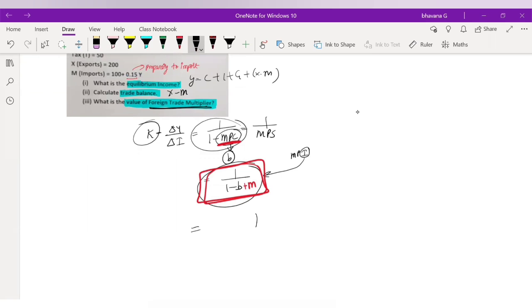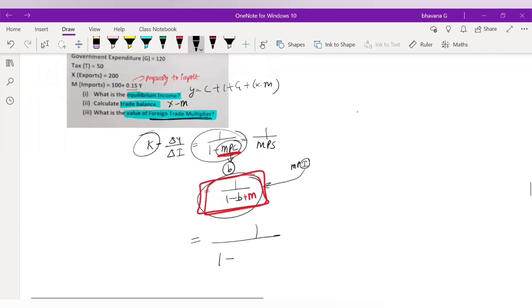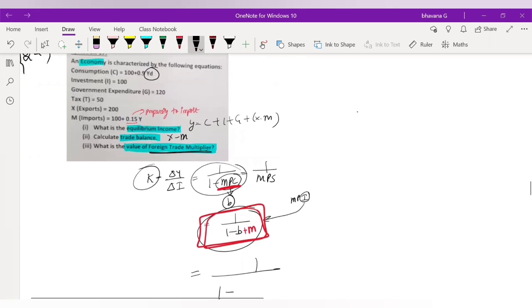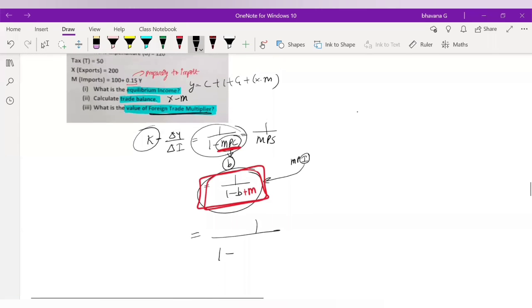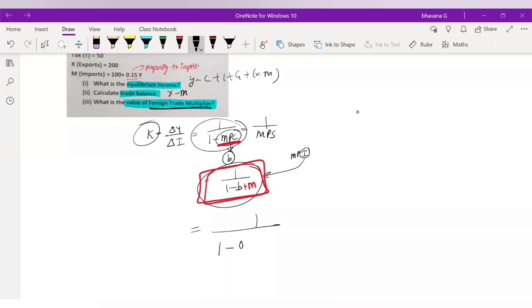So it will be 1 by 1 minus marginal propensity to consume B. What is given in the question? Marginal propensity to consume, it will come as 0.9, guys.